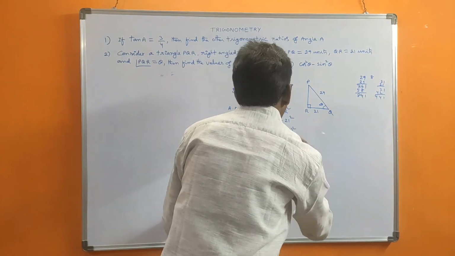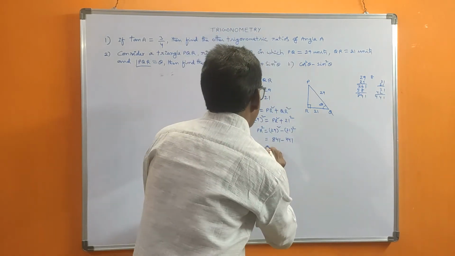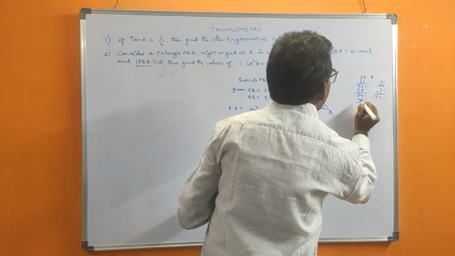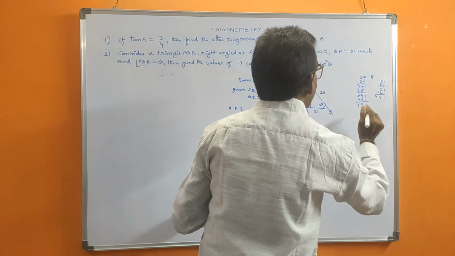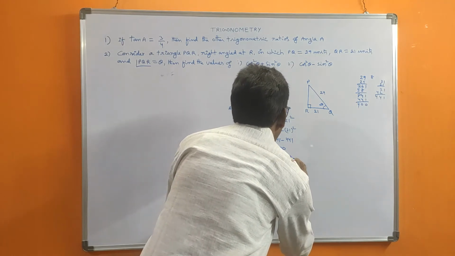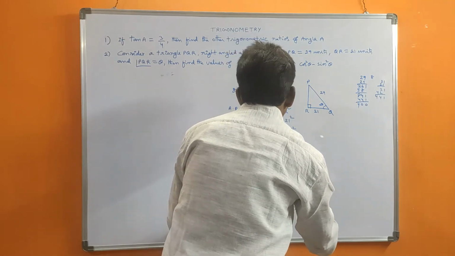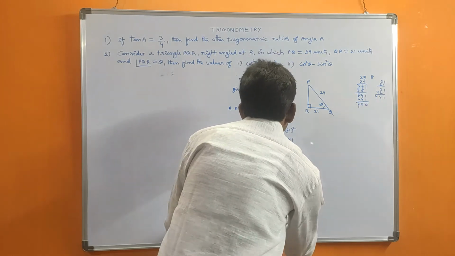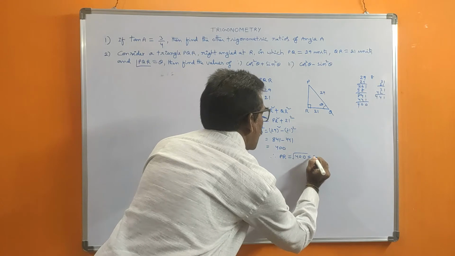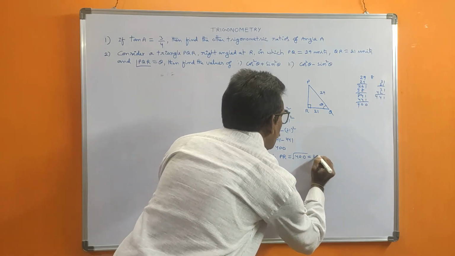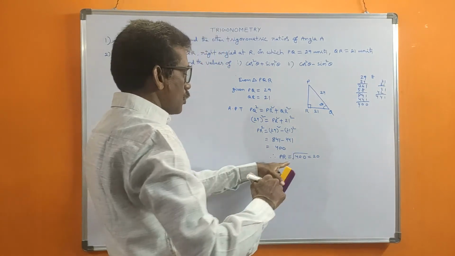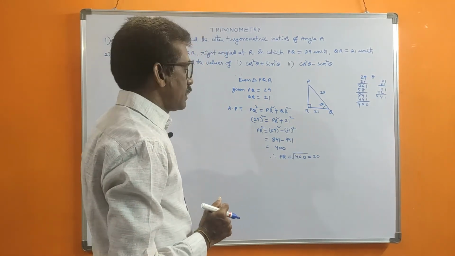841 minus 441. You should subtract. So from this 441 you subtract, 0, 0, here 4. See, 400. Therefore PR square is equal to 400. We want only PR. Therefore PR is equal to root 400. Root 400 is what? 20, because 20 twos are 400. So root of 400 is 20.